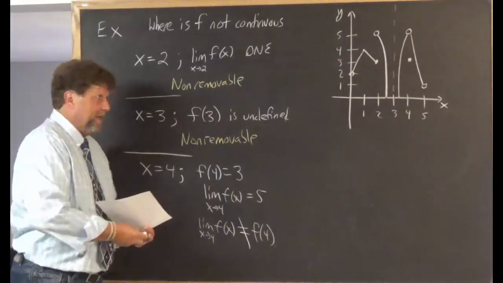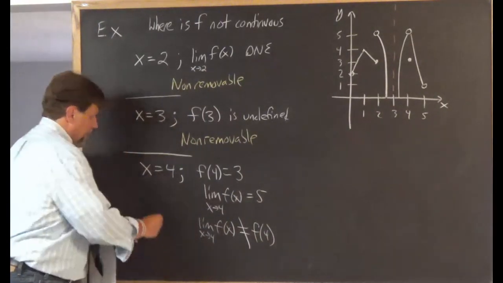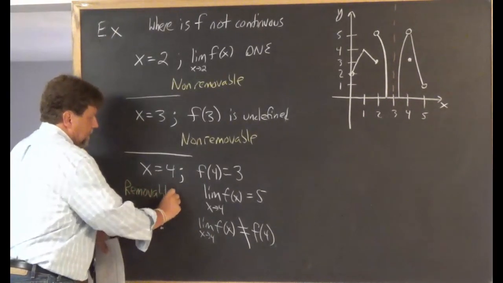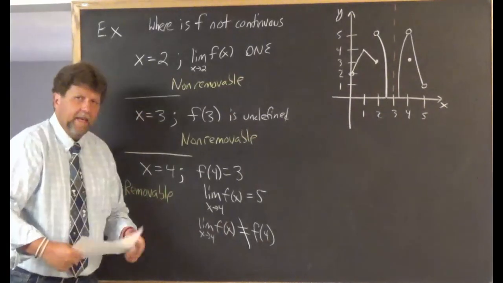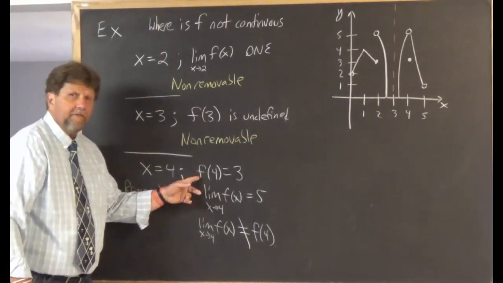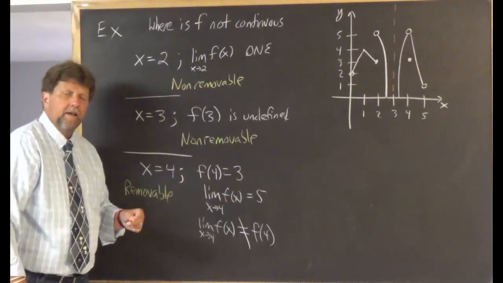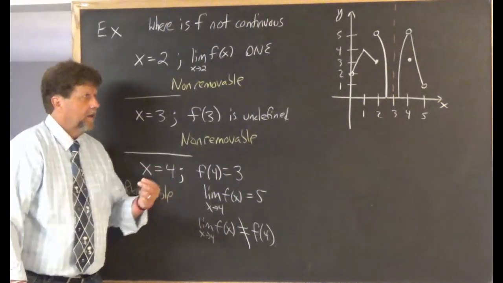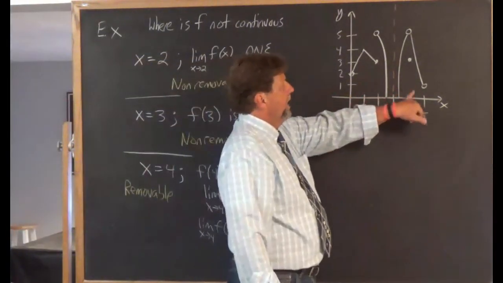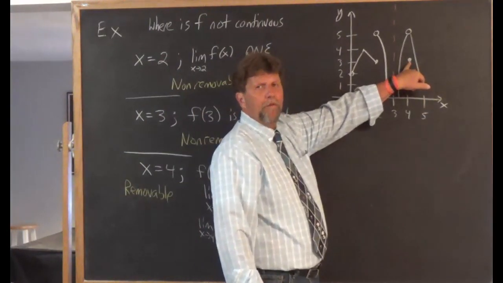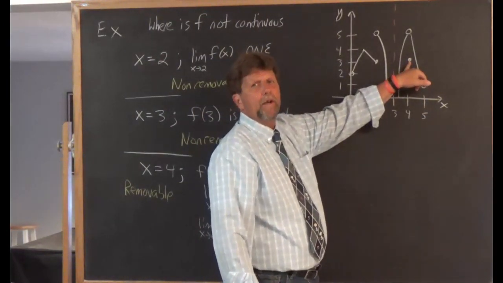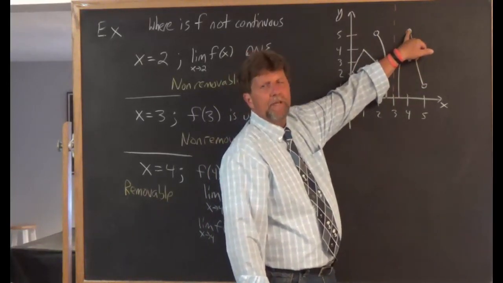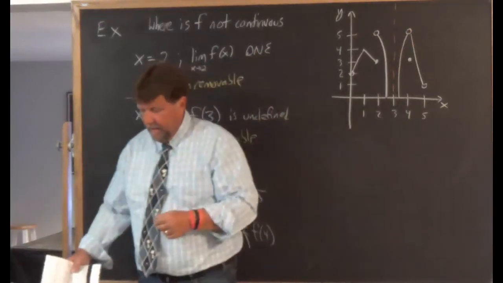And by the way, this type of discontinuity is said to be removable. And the key is the function value was defined, the limit did exist. So I could remove the discontinuity by redefining the function, and instead of having f of 4 equal 3, I would make f of 4 equal 5. So that filled in circle would just move right up to here. So I could remove that discontinuity.